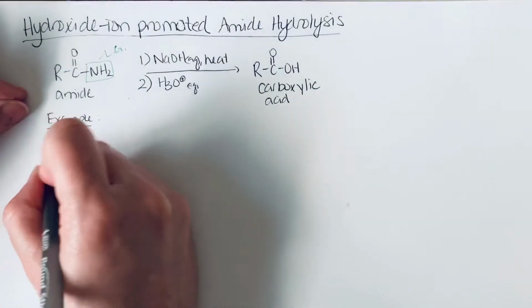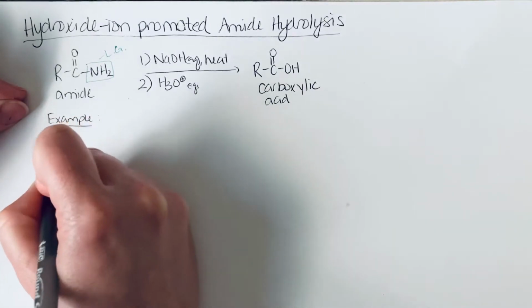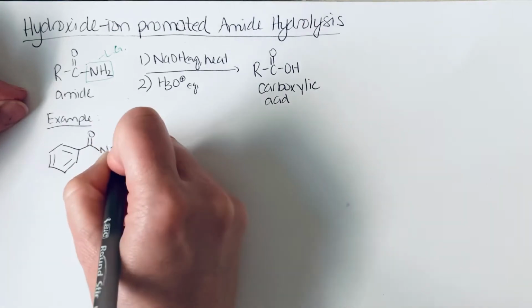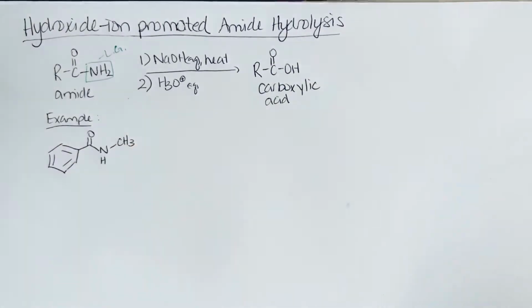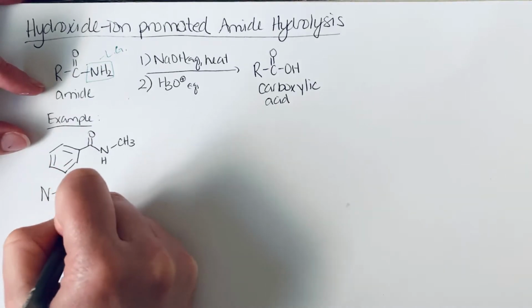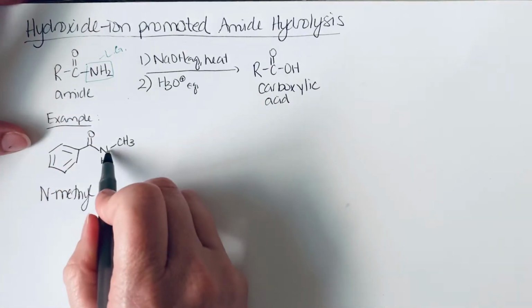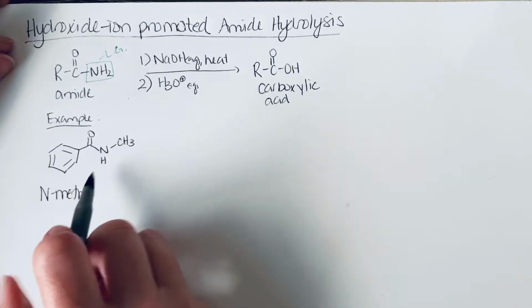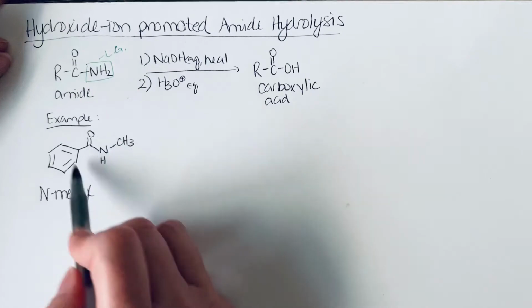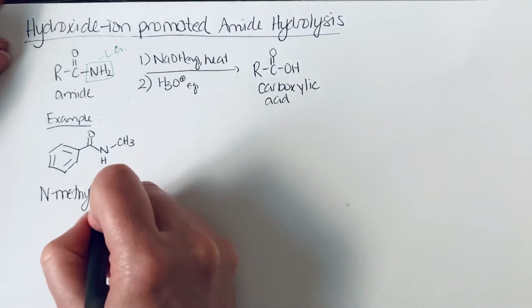So maybe let's start with a benzene ring, and I'm going to make an amide, and maybe I'll put a methyl group on there. If we wanted to name this, this is N-methyl. That tells us that we have a methyl group attached to the nitrogen. And then the amide is the amide of benzoic acid. If this was a carboxylic acid, it would be benzoic acid. So this is N-methyl benzamide.